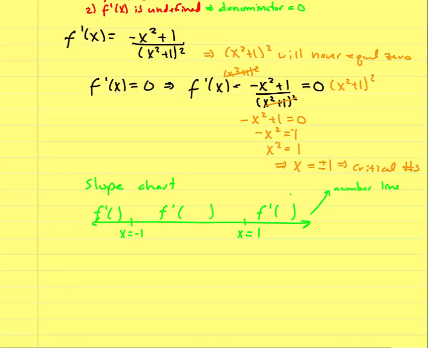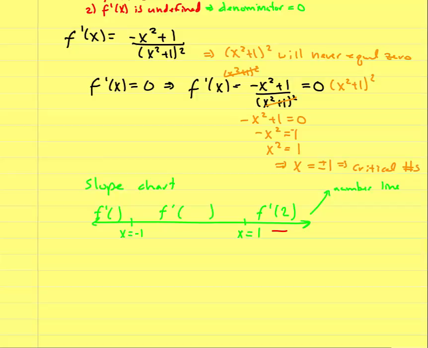Now I could plug in something, let's say 2, and it doesn't really matter. I could plug in 3, 4, 5, 6, 7, 8, 9, 10, any of those numbers. So if I plug 2 into my derivative, you'll notice the denominator is always positive. When I square it, I'm going to get something positive back. So I really only care about the numerator. If I plug a 2 in here, I get 2 squared is 4, negative 4 plus 1 is negative 3. So I get negative 3 over some positive number, which is a negative value. So I get negative on this interval.